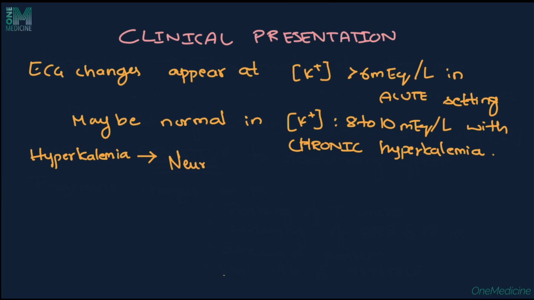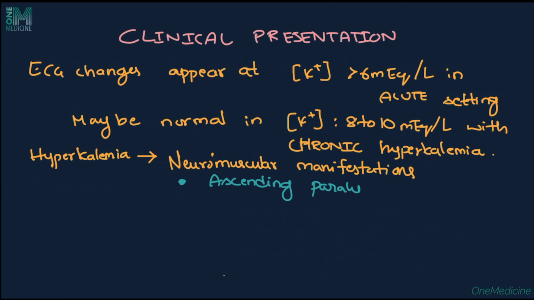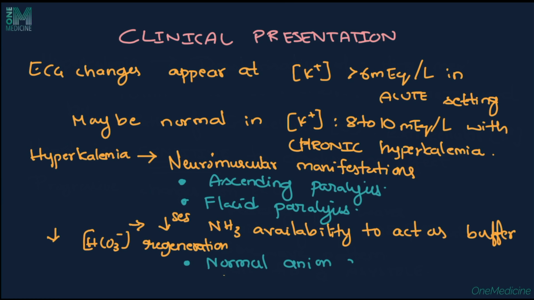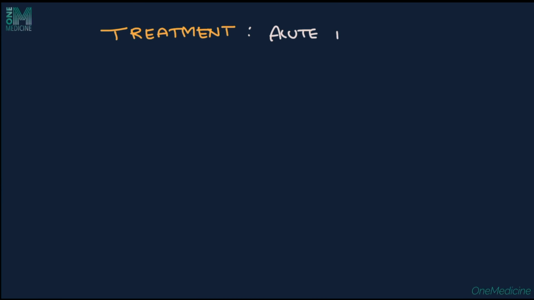Hyperkalemia can also cause neuromuscular manifestations such as ascending paralysis and eventual flaccid quadriplegia. Hyperkalemia also decreases the ammonia availability to act as a buffer for distal hydrogen secretion. This effect impairs bicarbonate regeneration, leading to the development of normal anion gap metabolic acidosis. So how do we treat acute hyperkalemia?